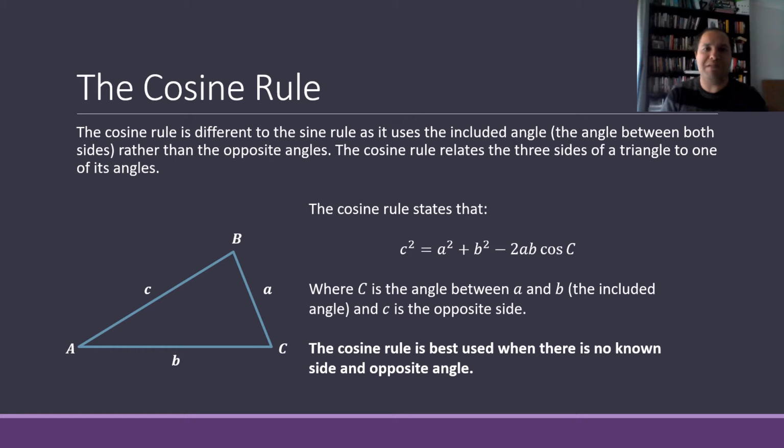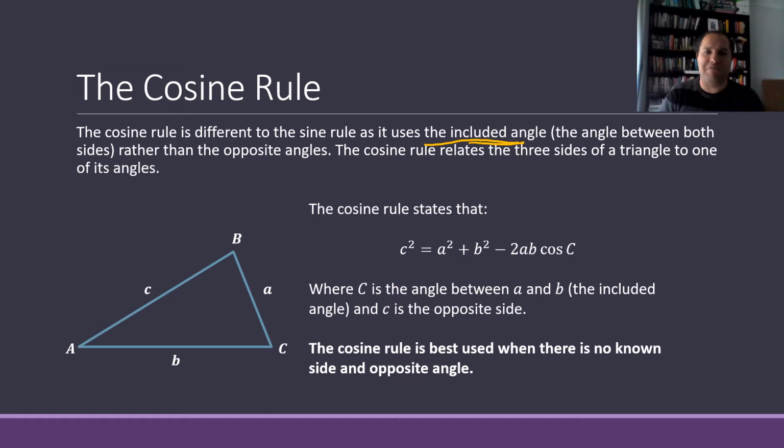So the cosine rule is different to the sine rule as it uses the included angle. The included angle is the angle in between both of our known sides rather than opposite angles. So cosine rule uses included angles, sine rule uses opposite angles.